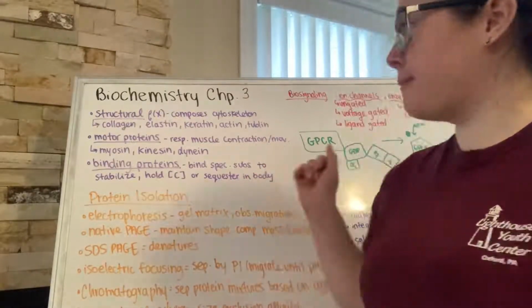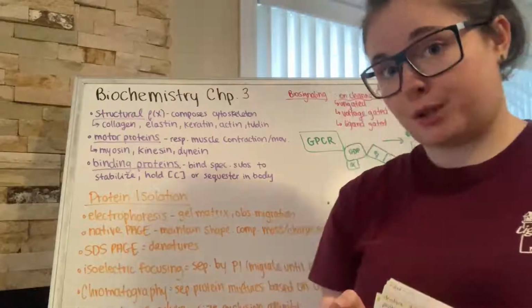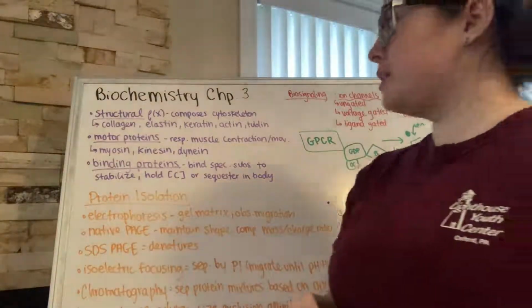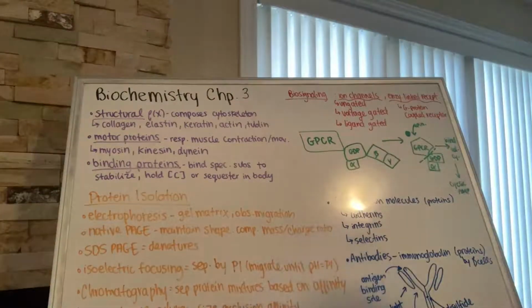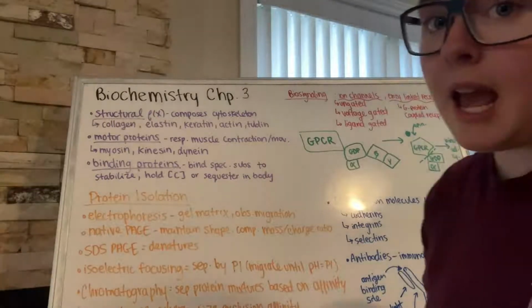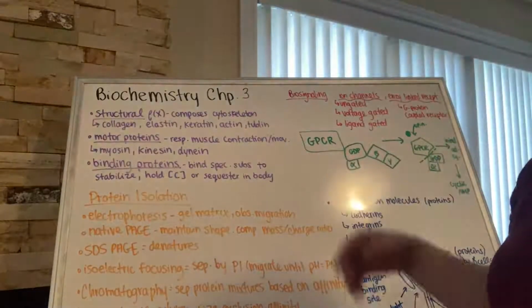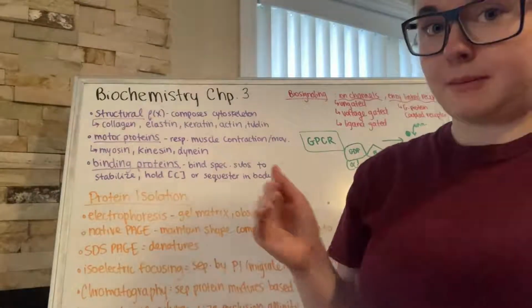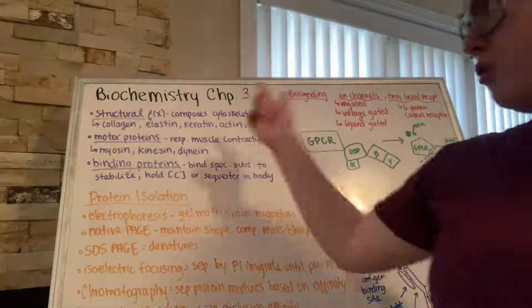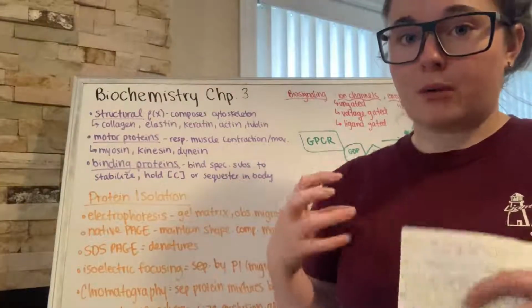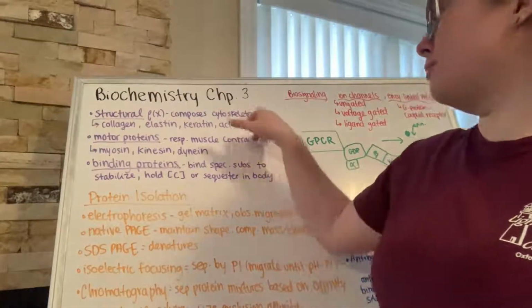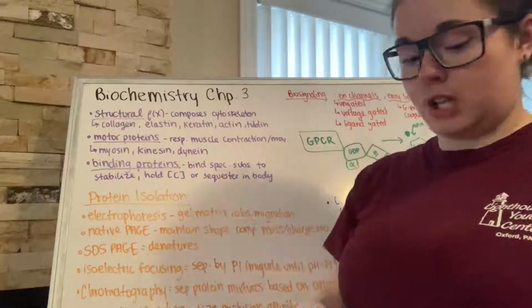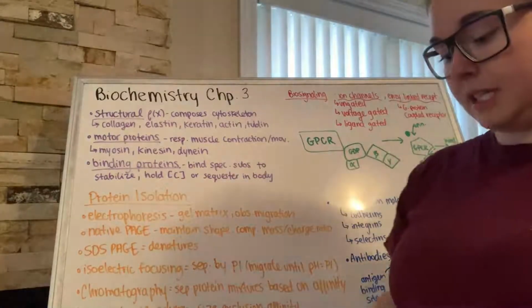Now we are talking about biochemistry, chapter 3. This chapter focuses on non-enzymatic protein function and protein analysis. So we have some functions of our proteins that are non-enzymatic. That would include structural function, so it helps compose the cytoskeleton. These are some important ones to know: collagen, elastin, keratin, actin, tubulin.